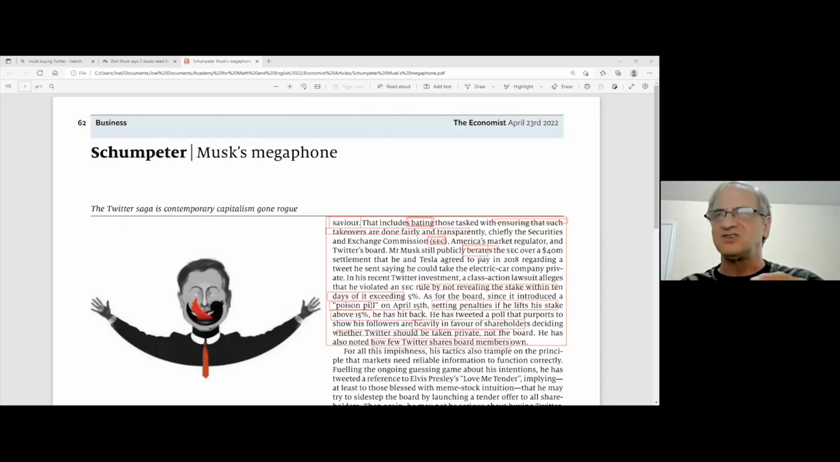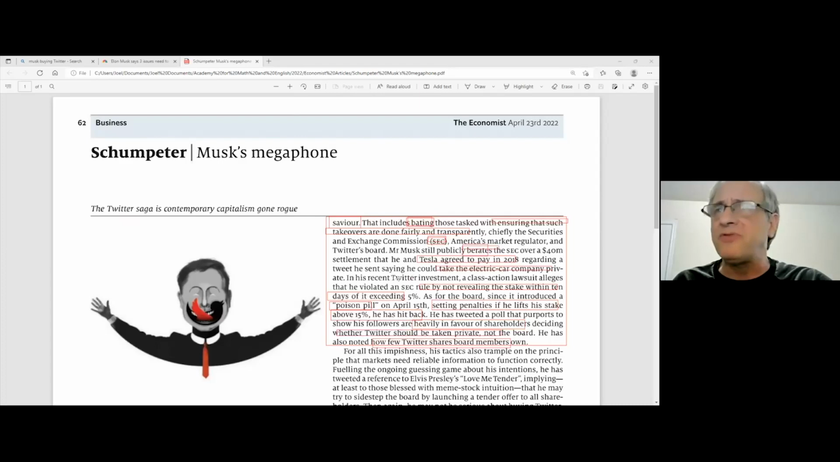Well, that's what Musk is trying to do, berate the SEC. He's saying, I don't think what you're doing is right, because there was a settlement that he and Tesla had back in 2018 about whether he could take the electric car company private, and he had big disagreements with the SEC. SEC makes the rules, but Musk wants to make his own rules.